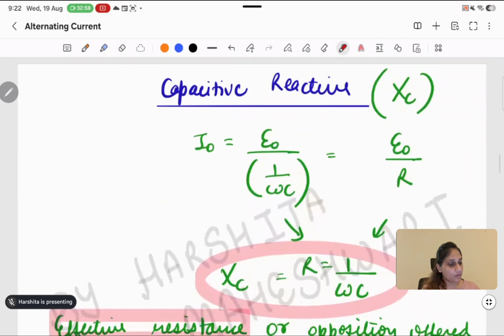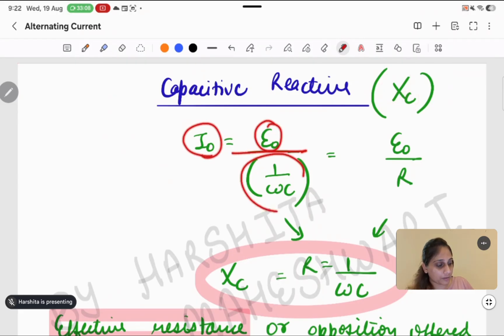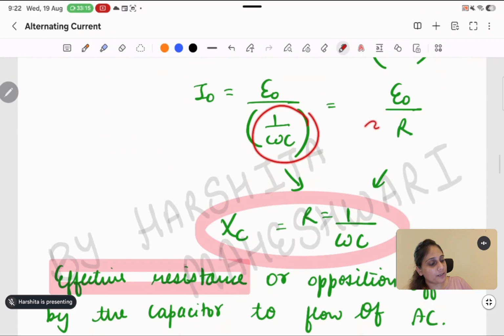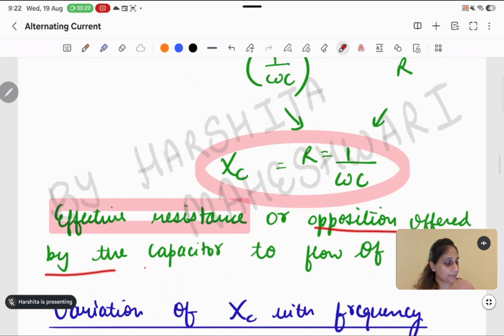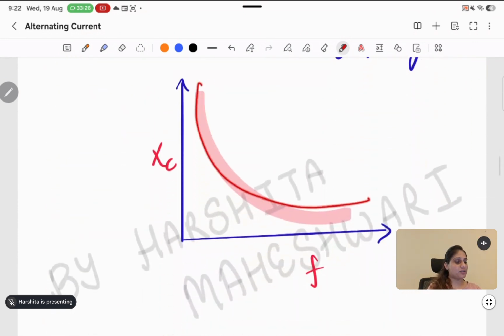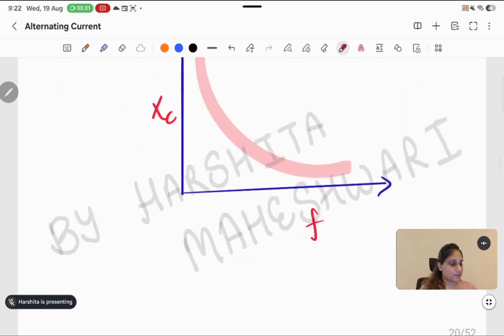Now, the capacitive reactance value. So that will be I naught is equal to E naught by R, and this R I'm writing as 1 by omega C. Now I can equate this 1 by omega C with R, and get the value of Xc. So we can define that it is the opposition offered by the capacitor to the flow of the alternating current. And we have the exponential variation of Xc with frequency. That's all.